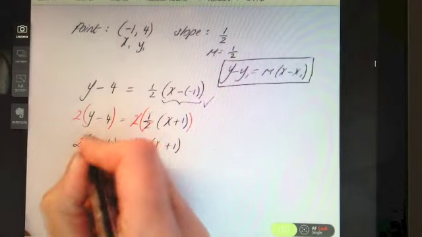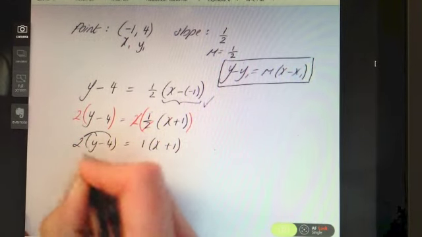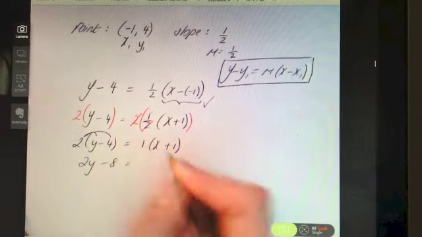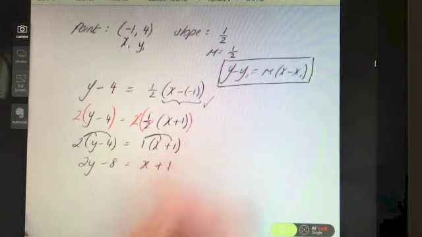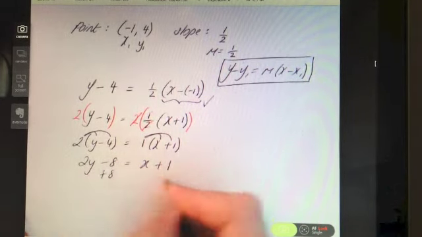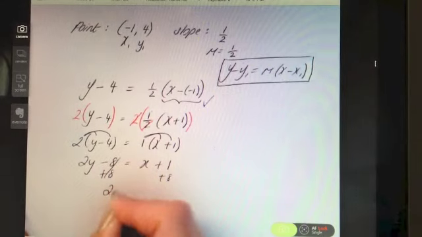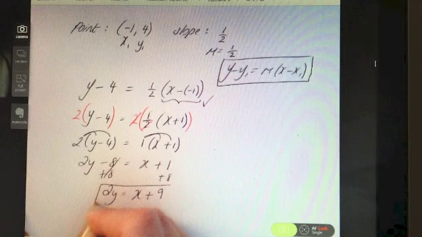So now multiplying out the brackets, on the left-hand side I'm multiplying by 2. 2 times y is 2y, 2 times minus 4 is minus 8, 1 times x is x, and 1 times 1 is 1. So this is what I have. And now tidying up my number work, I'll add 8 to both sides. I get 2y equals x plus 9, so that's correct.